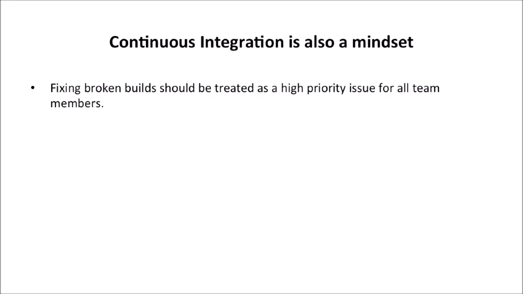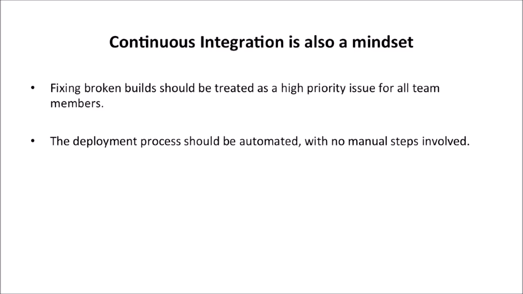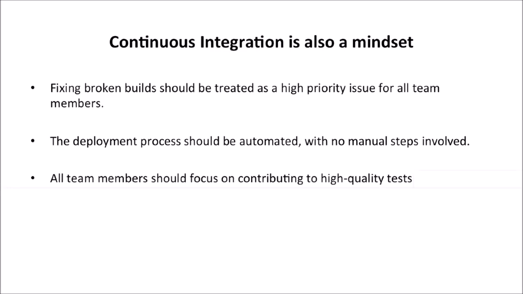Fixing broken builds should be treated as a high priority issue for all team members. The deployment process should be automated with no manual steps involved. All team members should focus on contributing to high-quality tests. Each of these requires improvements in the practices and engineering culture of continuous integration across the organization.